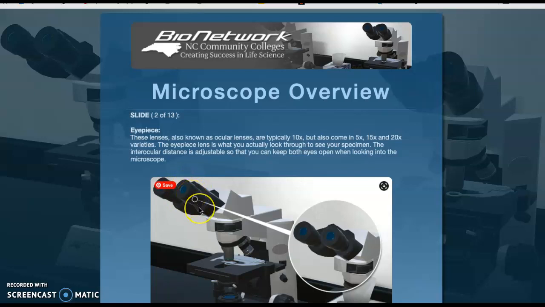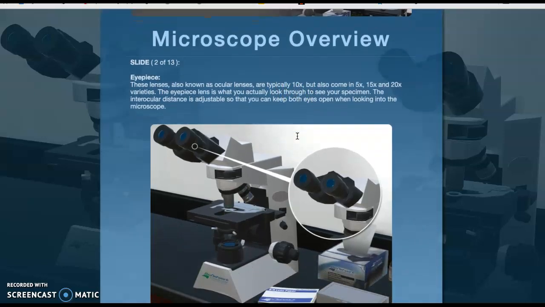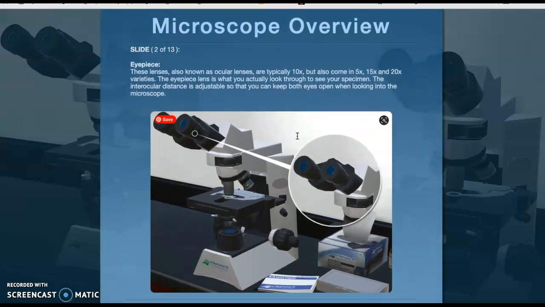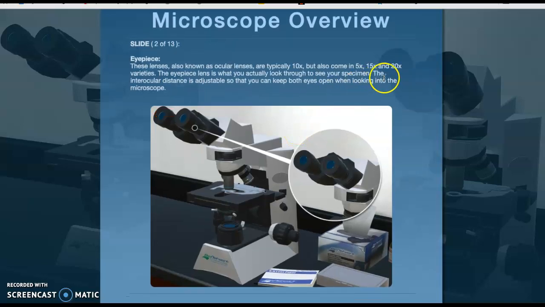They're called the eyepiece, and typical eyepieces have a magnification that is 10 times your eyesight. So you can see that right here, it says 10 times. So anytime you look through an eyepiece, whatever the eyepiece is viewing will be magnified 10 times. They do come in different magnifications, but most commonly it's 10.